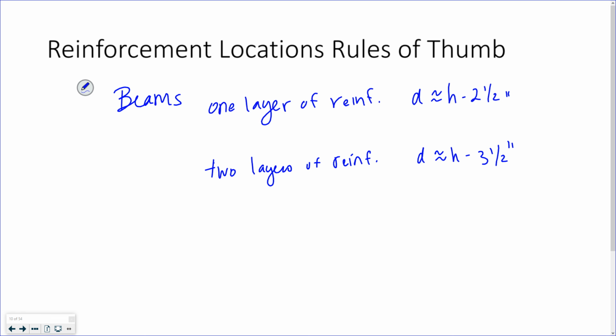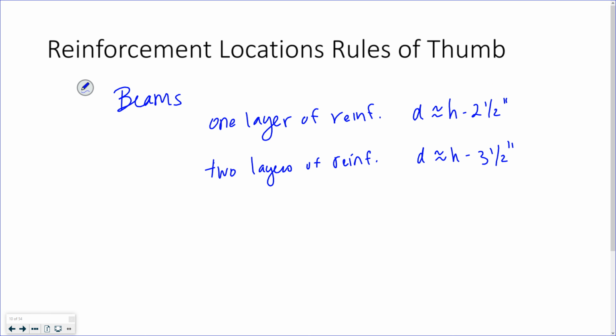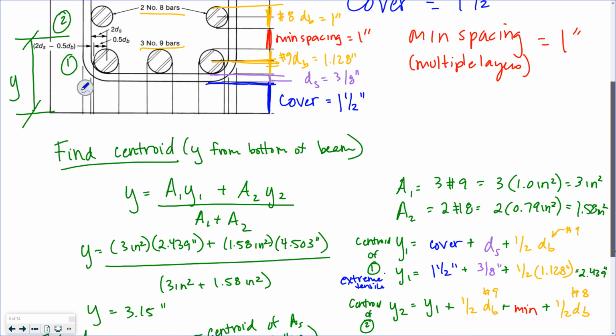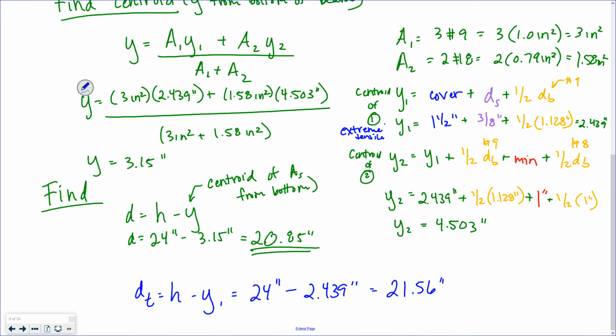Okay, 1 layer of reinforcement. Subtract the location of your centroid, about 2.5 inches from the bottom of your beam. 2 layers, probably 3.5 inches, right? This one, right? Our dt 24 minus 2.439. That's just about 2.5 inches, right? And same thing, we subtracted, that's less than 3.5. But, you know, ballparks here.